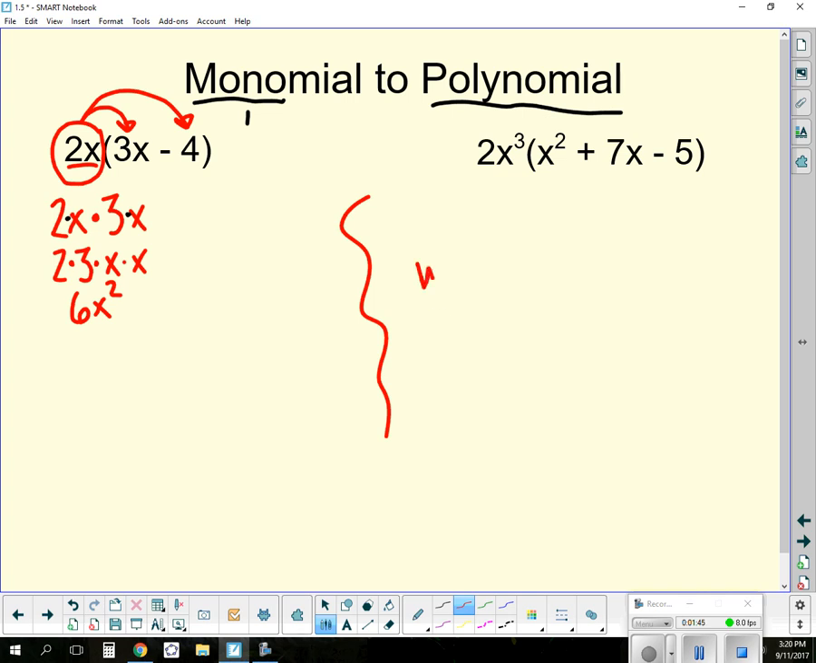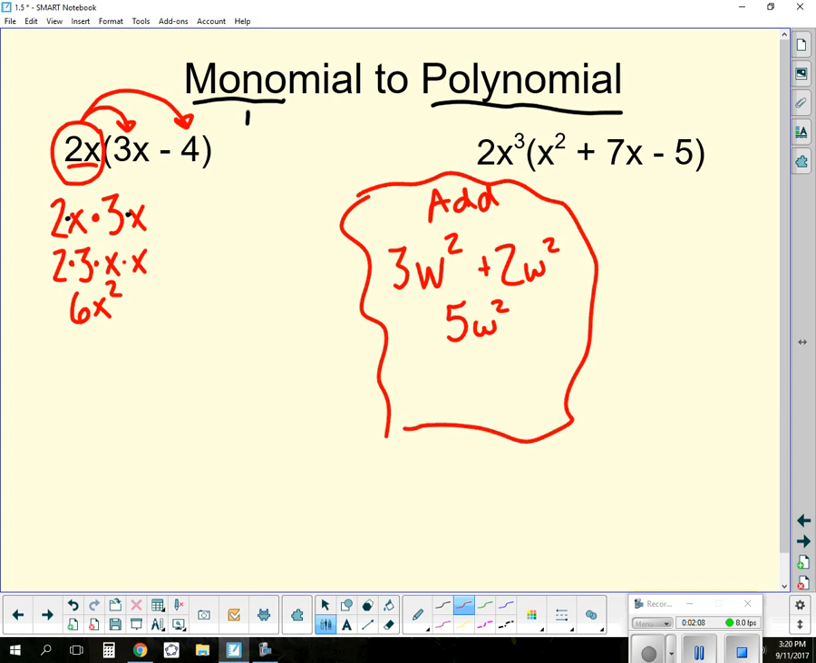Side note real quick: if you have 3w squared plus 2w squared, that's like 3 wheels plus 2 wheels, which gives you 5 wheels. The w squared stays the same. It's just the coefficients that are changing. That's for adding. But when you multiply, you have to multiply the coefficients, the 2 and the 3, and get the 6. But you have to add the exponents on the variables. So we had x to the first power times x to the first power, add those together and get x to the second.